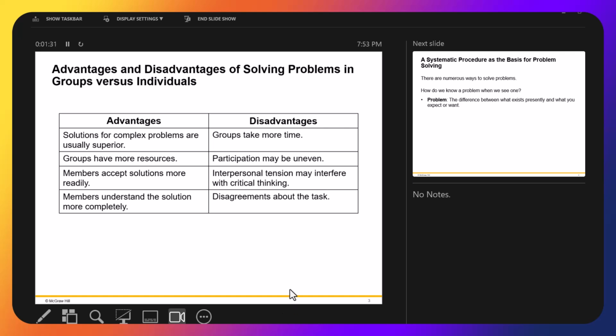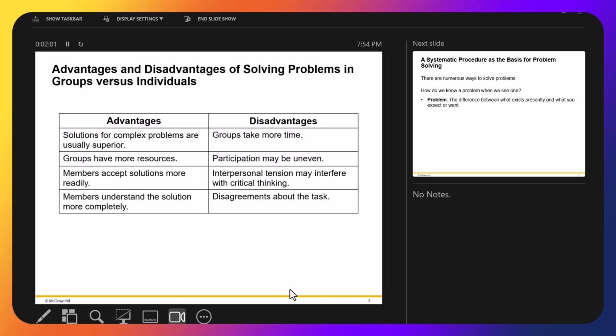Advantages and disadvantages of solving problems in groups versus individuals. Advantages: solutions for complex problems are usually superior. Groups have more resources. Members accept solutions more readily. Members understand the solution more completely. So you can see, basically, multiple people can do more than one. That's what they're saying here. And in this case, they're doing stuff and it's working.